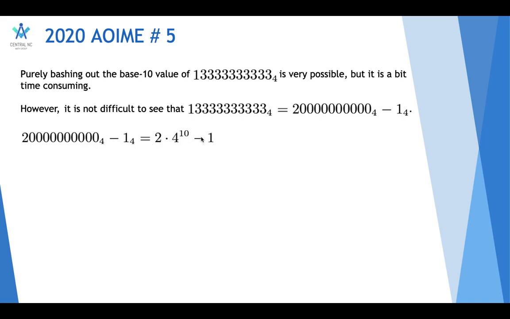no matter what base you're in. And now, if you rewrite that, 4 to the 10 is equal to 2 to the 20, so if you multiply this out, you get 2 to the 21 minus 1.